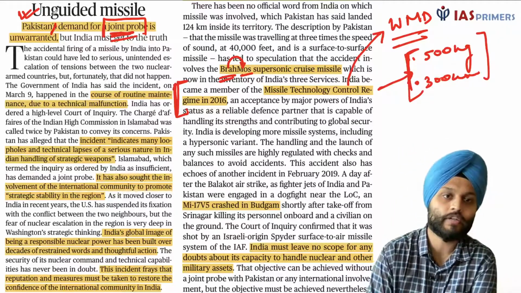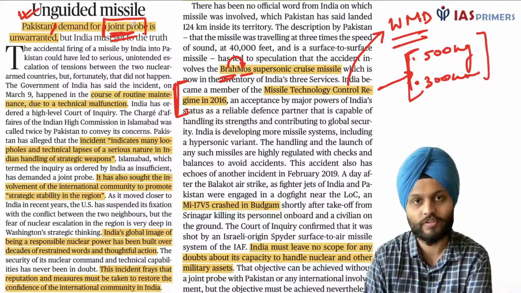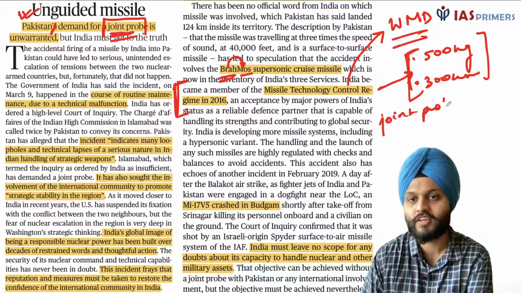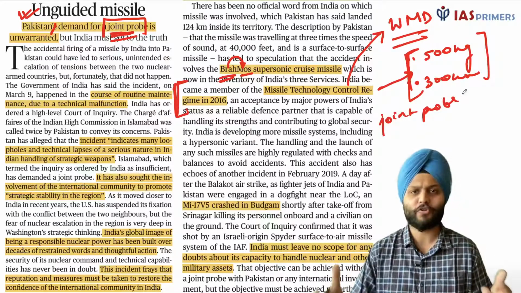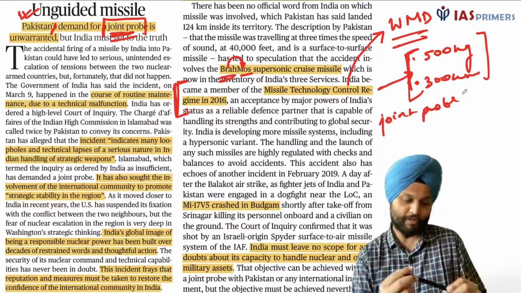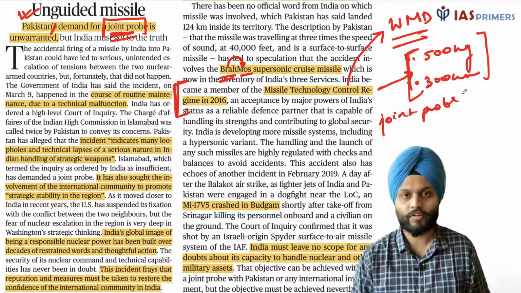But imagine if Pakistan has a joint probe. So basically what we will be doing over there is, if there is a joint probe, you are sharing the technology. The ISI will come and they will say, okay, fine, this missile is made this way, we'll copy the same.